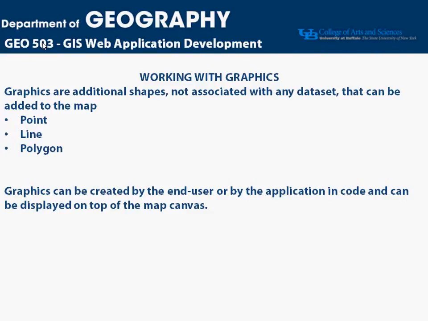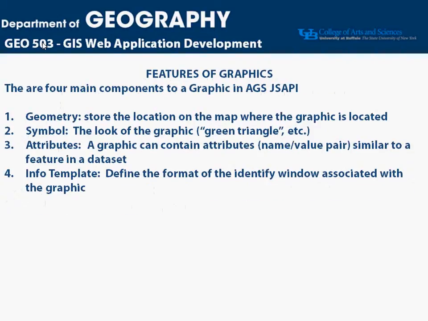One thing though: there are four main components to making a graphic in the JavaScript API, which is a little bit more involved than in ArcObjects. Geometry, obviously: what type of geometry? Is it a square, is it a circle, and where is it? The symbol, the look of the graphic. If it's a triangle, is it green? Does it have a width of 2? What color, what's the opacity, and so on.